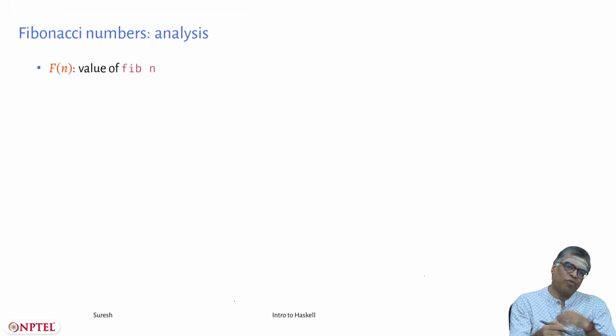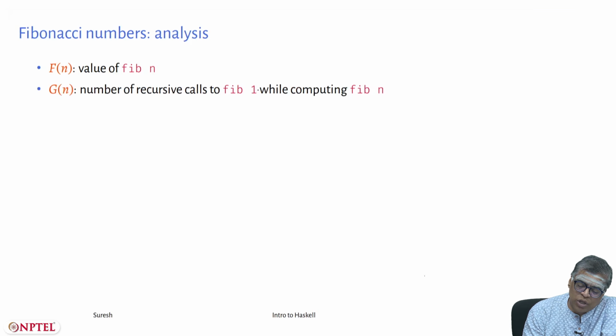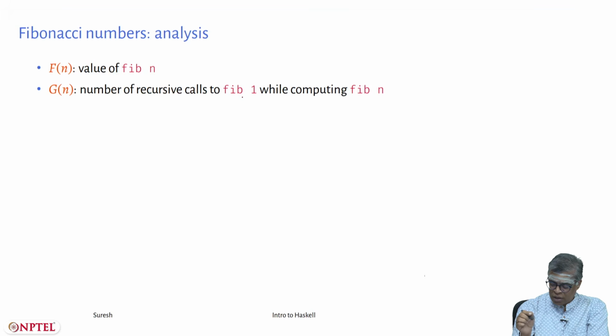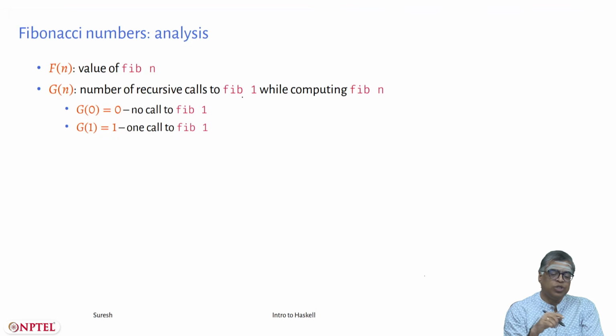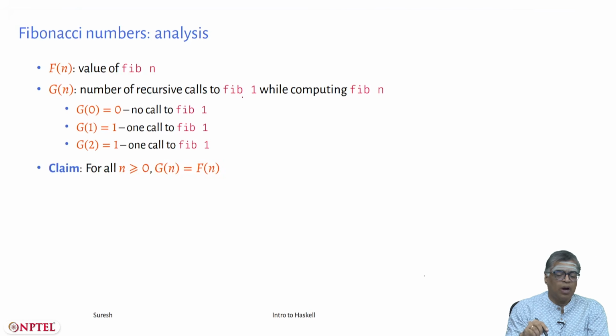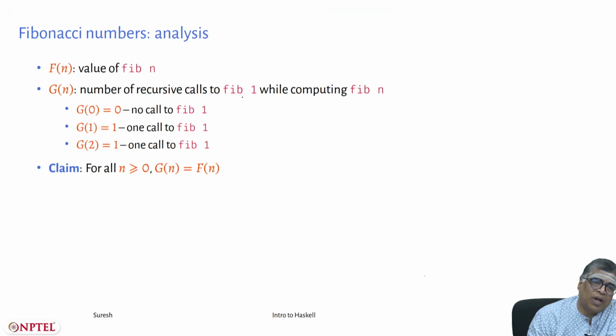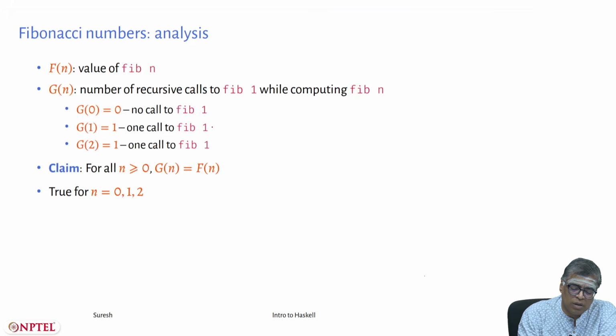If you take f of n to be the value of fib of n and g of n to be the number of recursive calls to fib 1 while computing fib of n, then you will see that g of 0 is 0 because there is no call to fib of 1. G of 1 is 1 because there is one call to fib of 1. G of 2 is also equal to 1, there is one call to fib of 1. In fact, you can actually prove that for all n greater than or equal to 0, g of n is equal to f of n, because it is true for n equals 0, 1, 2. So, g of 0 equals 0 equals fib of 0.